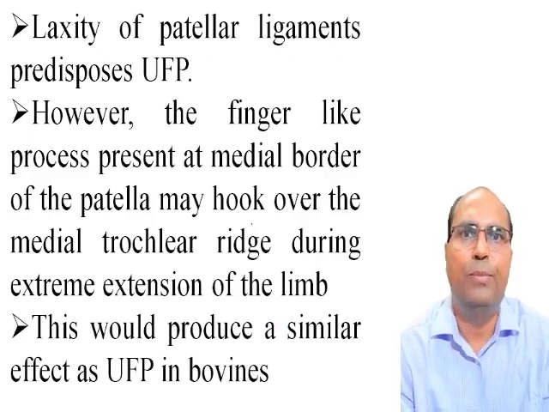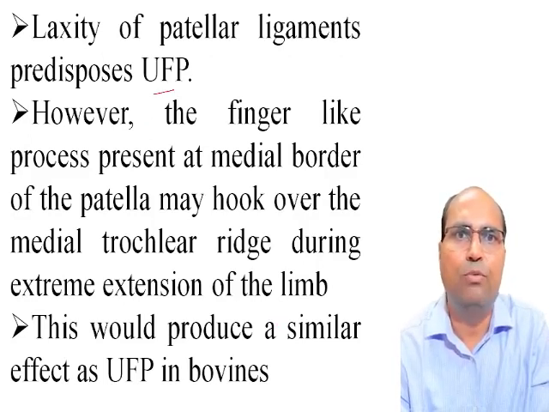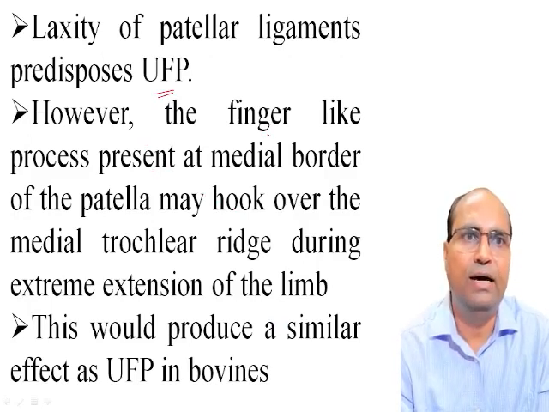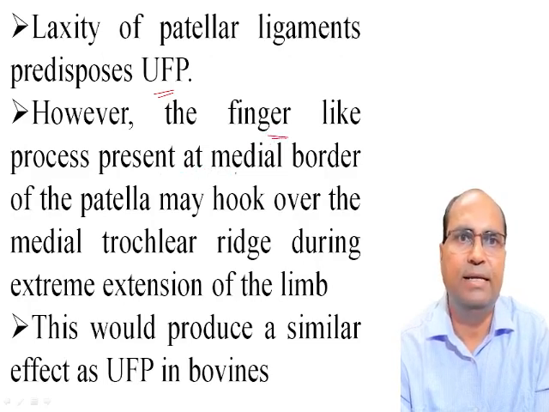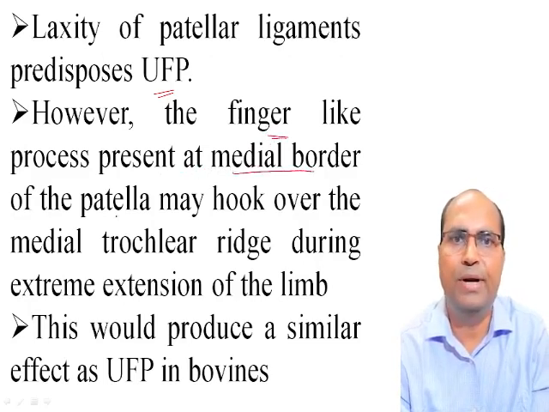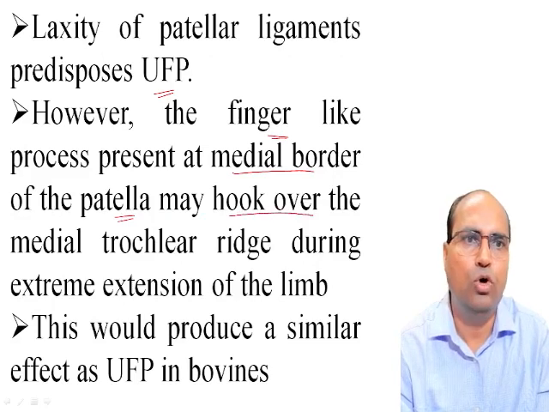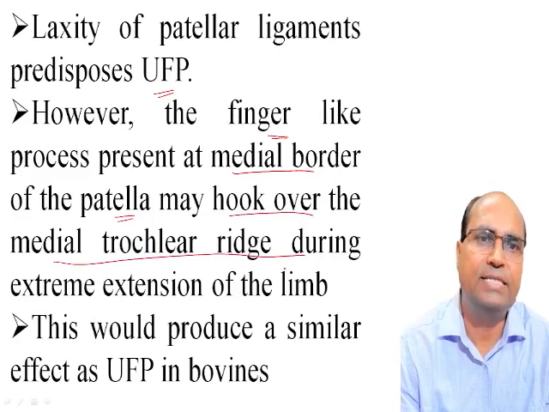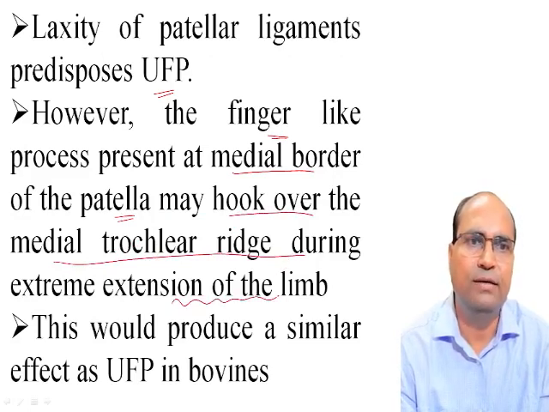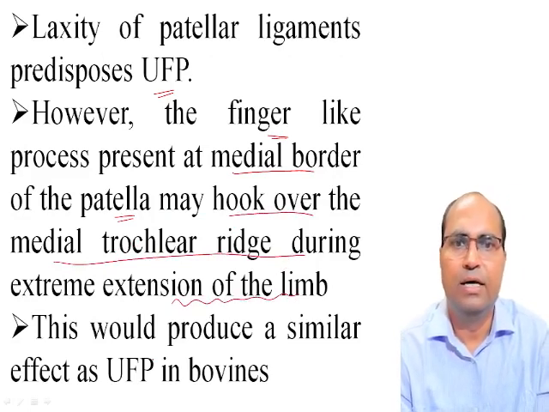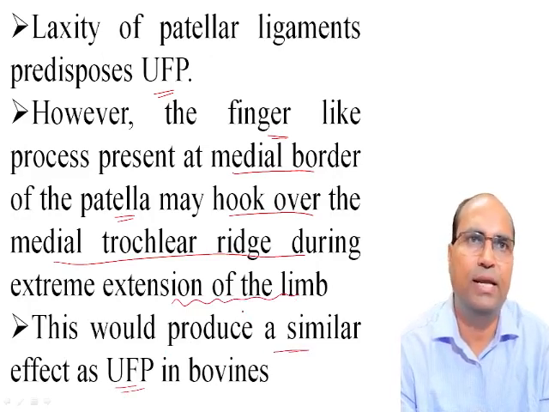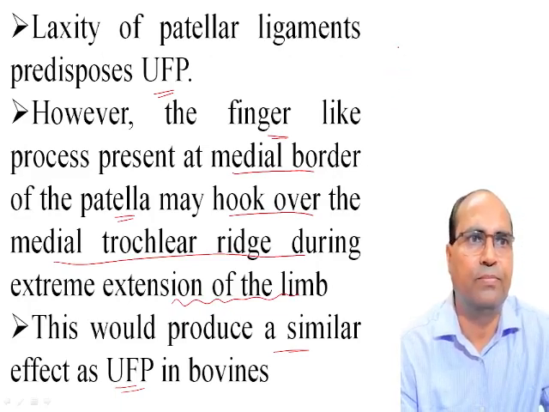The laxity of the patellar ligament predisposes to upward fixation of patella. However, the finger-like process present at the medial border of the patella may hook over the medial trochlear ridge during extreme extension of the limb. This would produce a similar effect as upward fixation of patella in bovines.